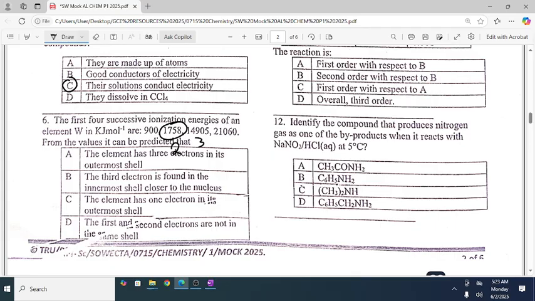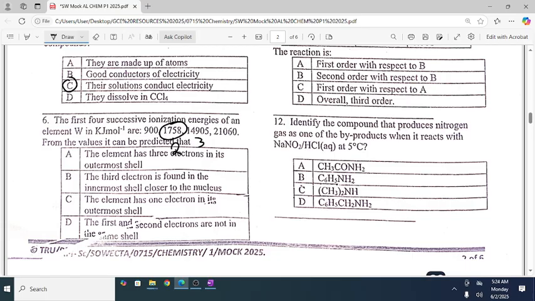Now option B says that the third electron is found in the innermost shell, closer to the nucleus. Let me see option C. The element has one electron in the outermost shell. Wrong. Option C is wrong because we have found out that you have two electrons in your outermost shell. Okay, let's see option D. The first and second electrons are not in the same shell.